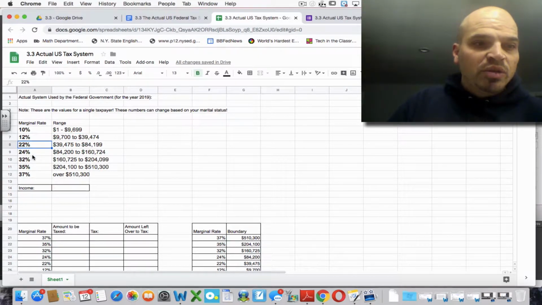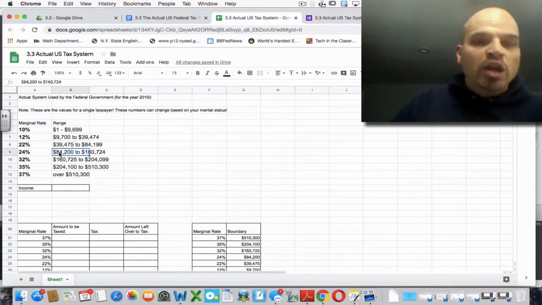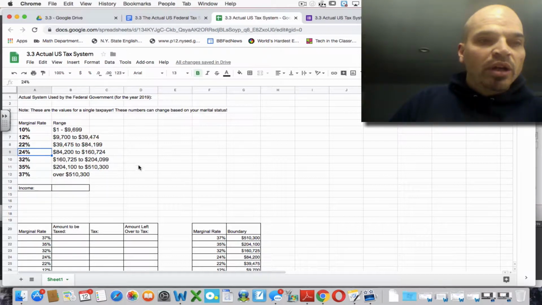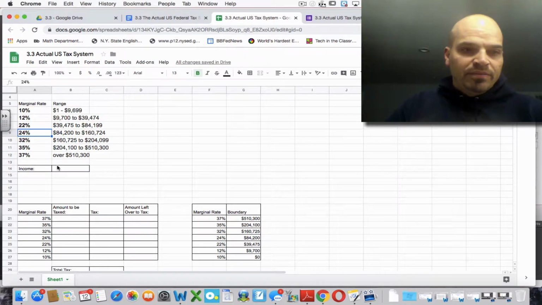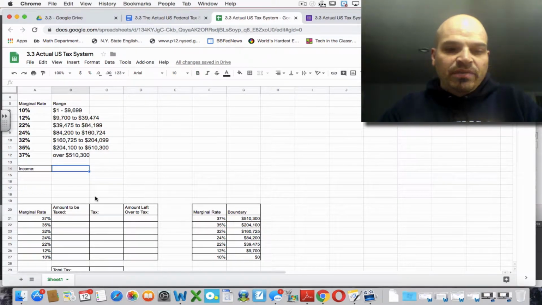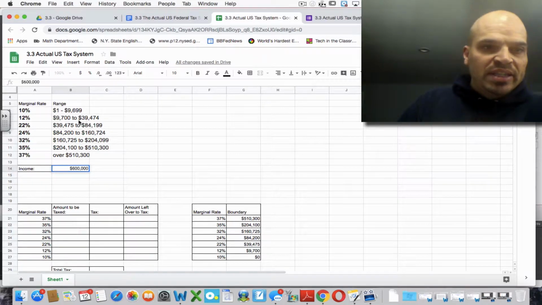And since you understand what a progressive system is, you can see as you make more money, that new money you make above a certain amount gets taxed at these various rates. So what we're going to do is start off with a high income, $600,000 a year. And the reason we're starting with that high number is so that we can actually see how each of the marginal rates would work.